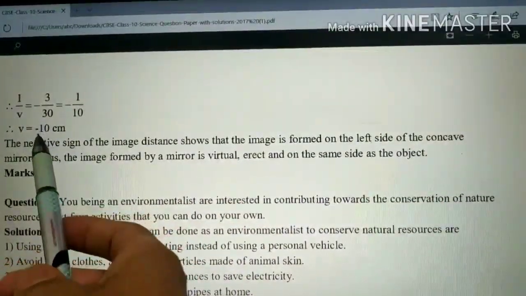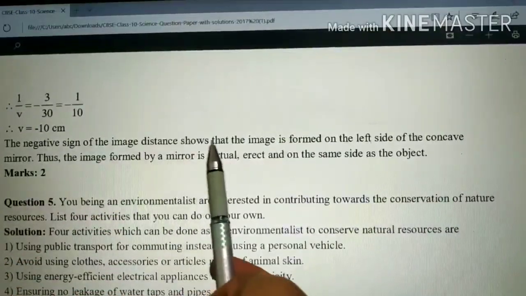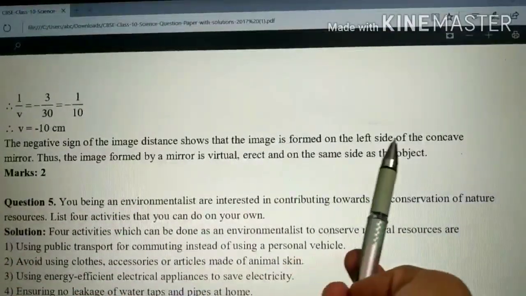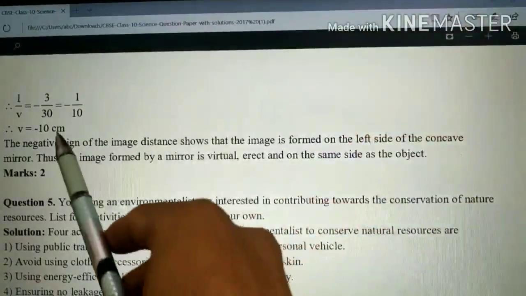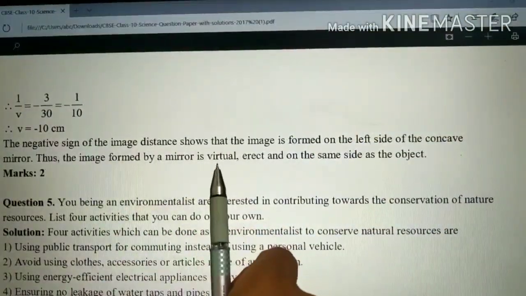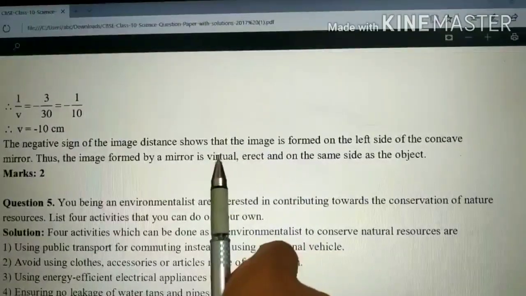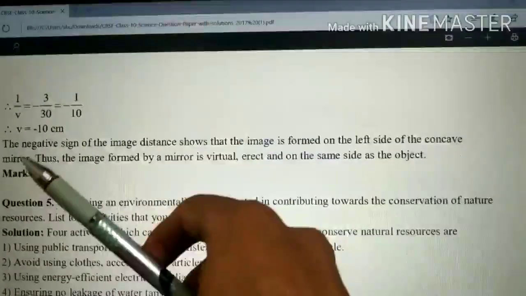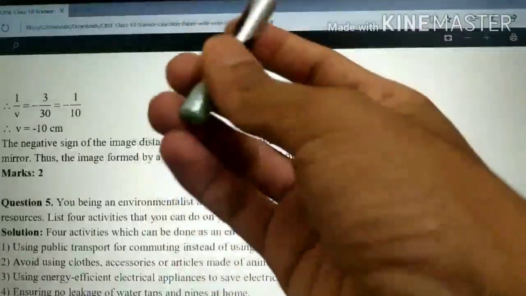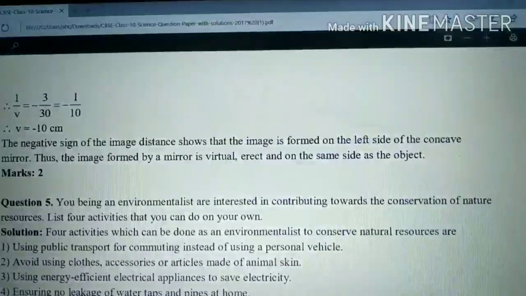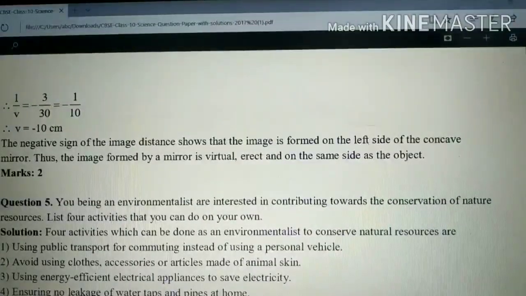So we get the position. The negative sign shows that the image is formed on the left side of the concave lens. If plus, it means the right side; if negative, the left side. So what is the nature? The nature is virtual and erect, on the same side as the object. The object is on the left side, and the image also forms on the left side. In that case the image is always erect and virtual.